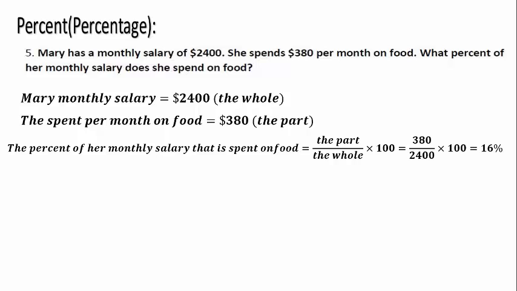part of the $2,400. The percent of her monthly salary that is spent on food will be the part divided by the whole times 100. 380 divided by 2,400 times 100 will be equal to 16%.